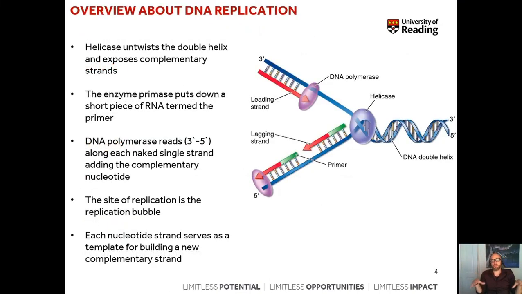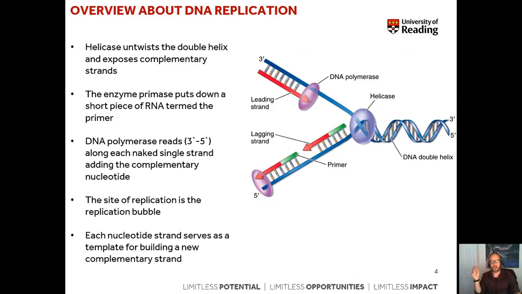So, if we look at this process more closely, then we'll notice that actually quite a lot of different enzymes are involved as well. And the first important protein in replication is helicase. The job of helicase is to untwist the double helix and to expose complementary strands. And this is basically what you see on the right-hand side. The next important enzyme is primase, which puts down short pieces of RNA termed the primer on top of the naked DNA. This is quite important because those primers do have a free 3' end, which allows the DNA polymerase to add complementary nucleotides. And this whole site of replication is called the replication bubble.